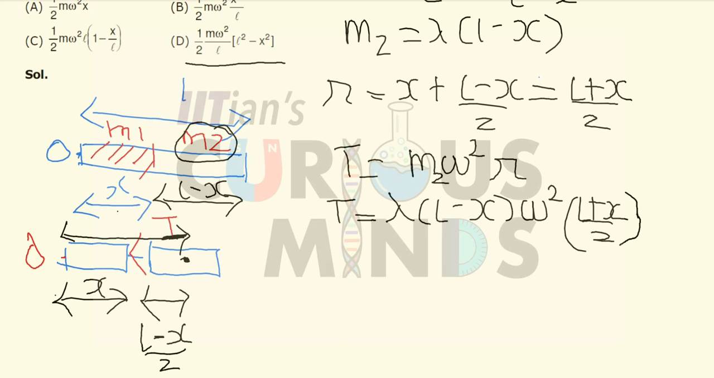So L minus x into L plus x, let me separate this part first, lambda by 2 omega square, it will be equal to L square minus x square. So basically it is option number D, half m omega square divided by L in the bracket L square minus x square.